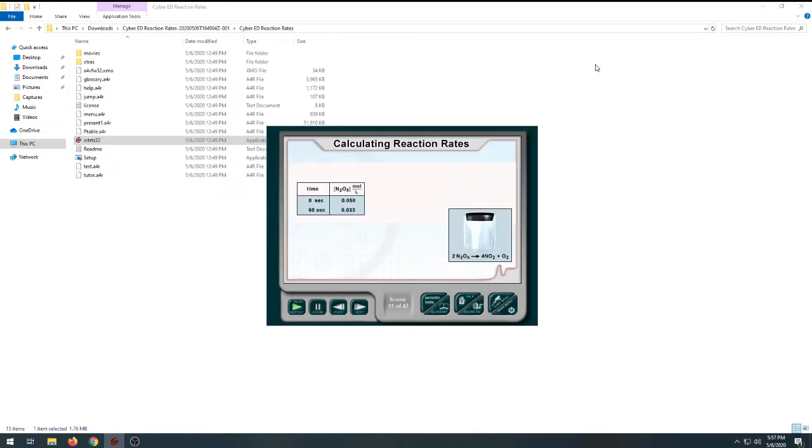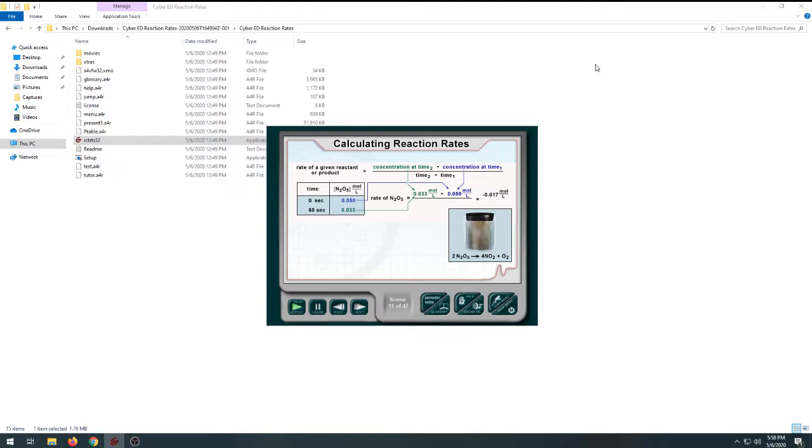Using the equation from the last scene, you can calculate the average reaction rate of dinitrogen pentoxide in the first minute of the experiment shown in previous scenes. Substitute the known values into the rate equation shown on the screen. Subtracting the concentration at time 1, 0.050 moles per liter, from the concentration at time 2, 0.033 moles per liter, gives a difference of negative 0.017 moles per liter.